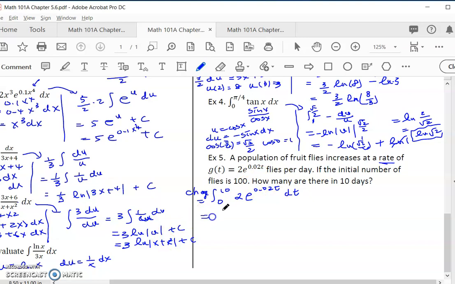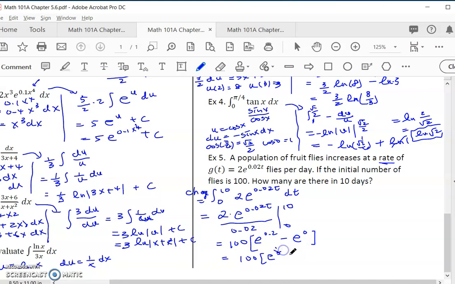And so that would be what? We don't have to use substitution. 2 e to the 0.02t divided by 0.02, and then from 0 to 10. So 2 divided by 0.02 is 100. So e to the 10 times 0.02, which is 0.2, minus e to the 0 is 1. So that is 100 times e to the 1/5 minus 1.